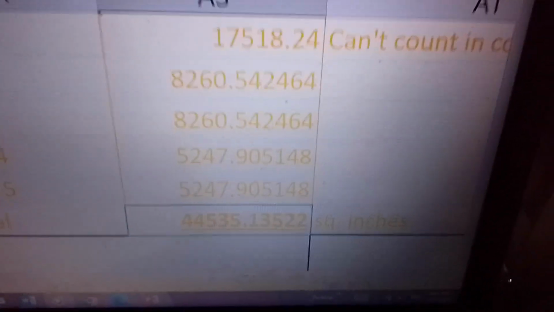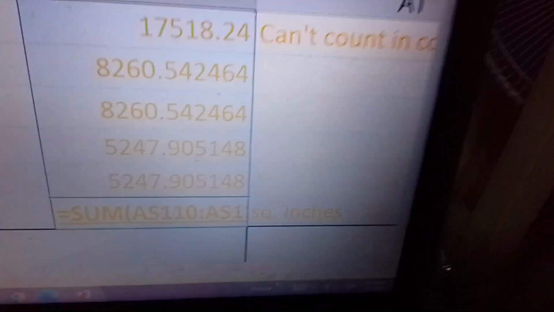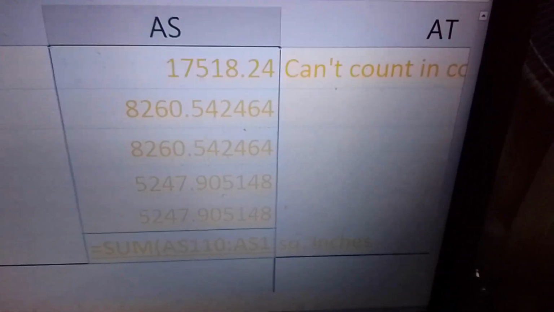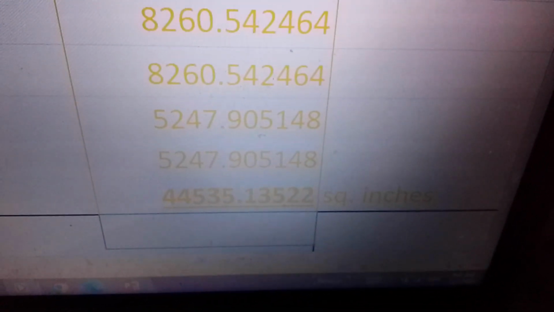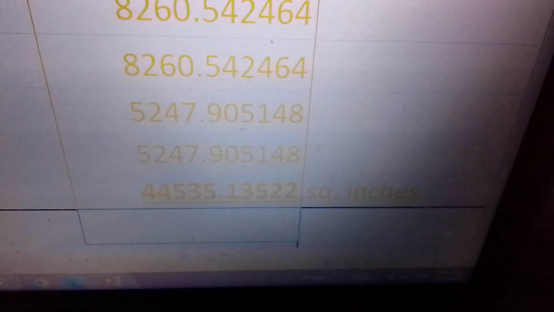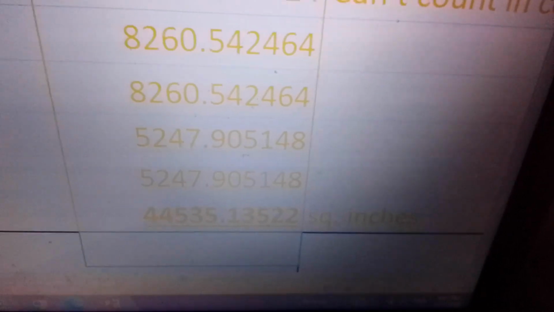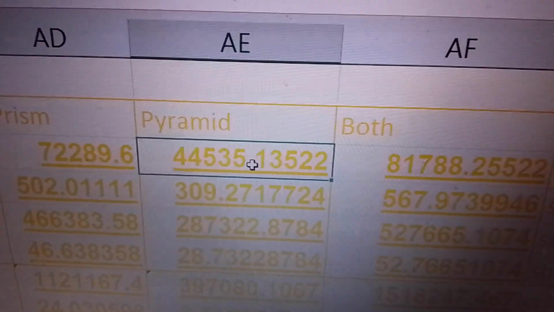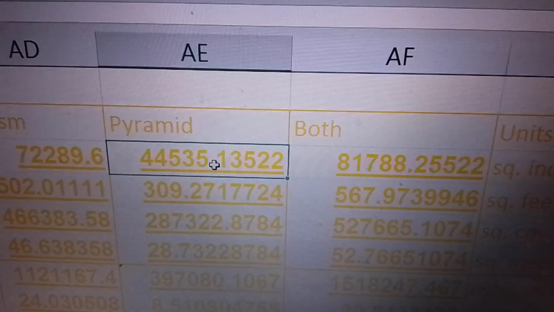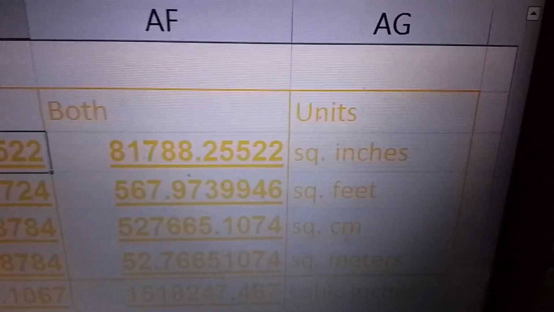Then last but not least, we summed everything up. Ganito kasi yung nangyari. I summed everything up. Diba you saw the cells? Type sum. And then click the cells that you want to highlight. And then, this is supposed to be the answer that you're supposed to be getting. 44,535.13522 square inches. Let me write it down for you. So, yan. So, that's supposed to be the answer that we're looking for. 44,535.13522. That is for square inches.